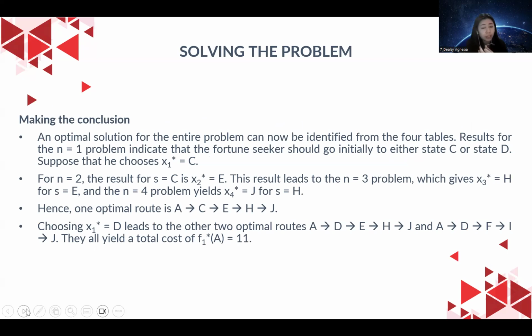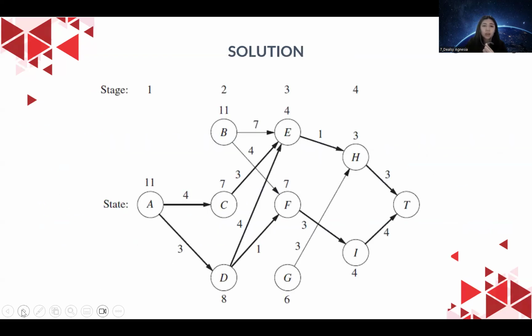Based on the calculations, we can identify the optimal routes. If the traveler starts by going to state C, the optimal route is A, C, E, H, and then J. If the traveler starts by going to state D, the optimal routes are A, D, F, I, and J. All the routes have a total cost of 11. You see here how it represents stage 1 to stage 4, the solutions with a total cost of 11.